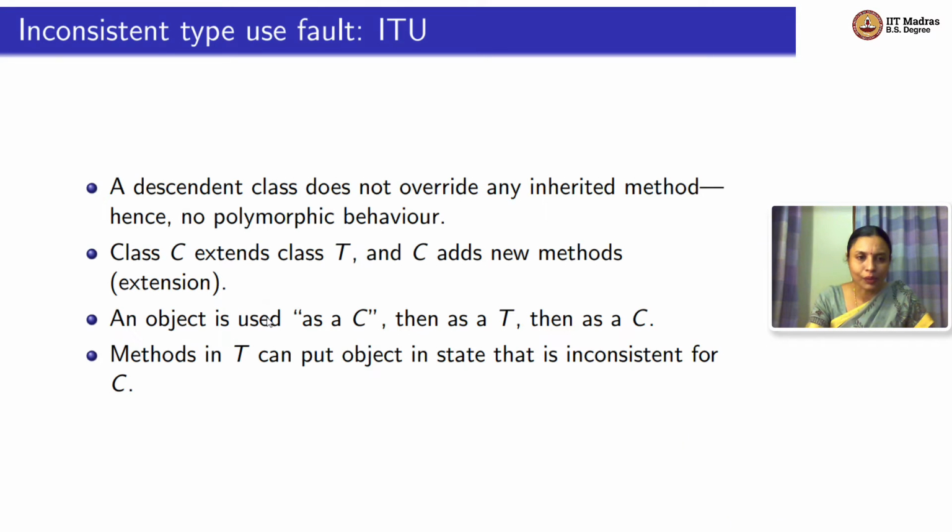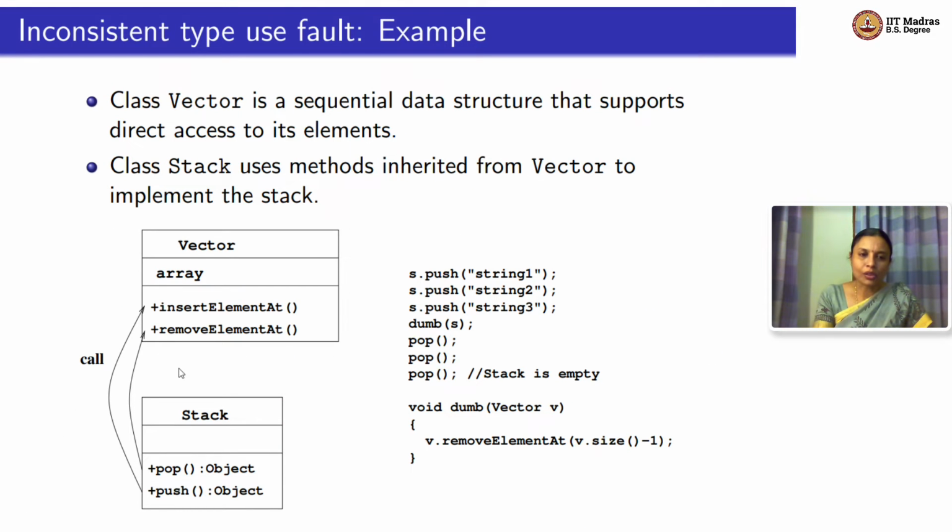So we'll see an example. Let's look at this picture. There are 2 classes. There's a parent class called vector. There's a child class called stack. Vector has a data that it manipulates called array. And class vector provides 2 methods. One method for insert element at a particular position. One method for removing element at a particular position. I have not given the arguments to the method. They don't matter for now. Just the names of the method. It's a sequential data structure that supports direct access to its element. That's what is class vector. It has these 2 methods.